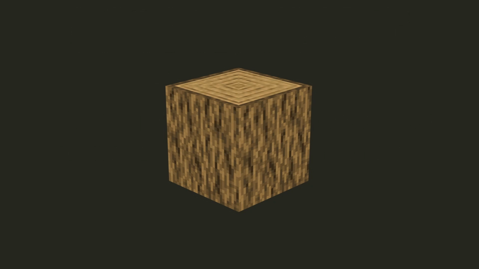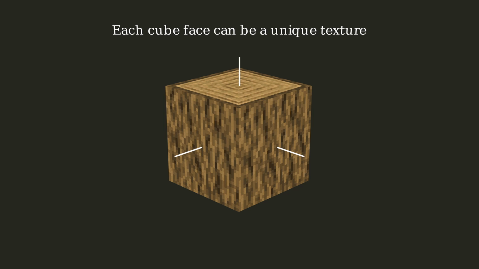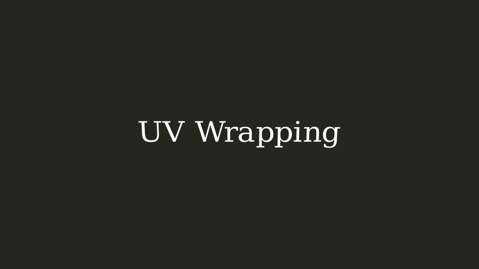But now we have another problem. We think of a cube as one cohesive object. However, this cube clearly consists of up to 6 unique textures. How do we bind these different concepts together into one cohesive cube? The answer is UVs. You may have heard of the phrase UV wrapping or something similar.